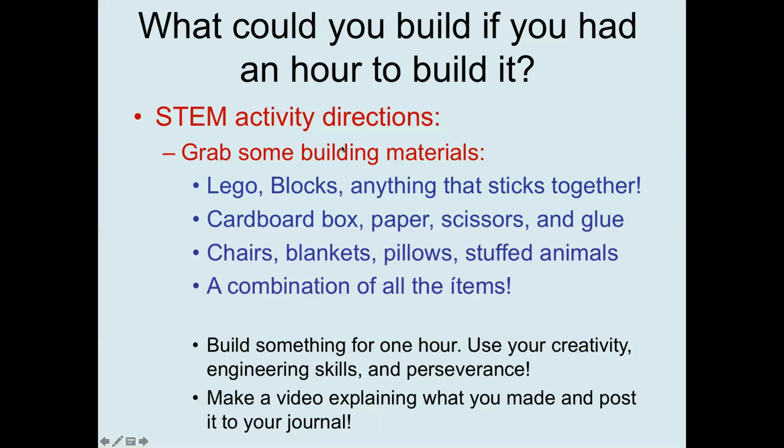So here are our STEM activity directions. The first thing you're going to do is grab some building materials. Lego, blocks, anything that sticks together. Maybe something that has magnets or some kind of building material that connects. Cardboard boxes, paper, scissors, and glue. Maybe you want to construct something using your engineering skills. Or you could even grab some chairs, blankets, pillows, stuffed animals. That would be really cool. Or you could have a combination of all of those items.